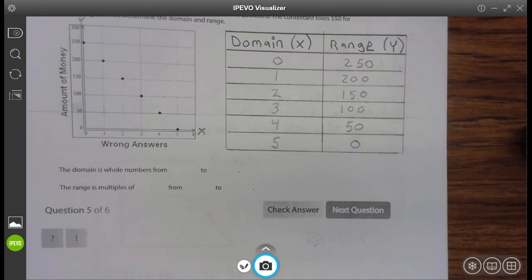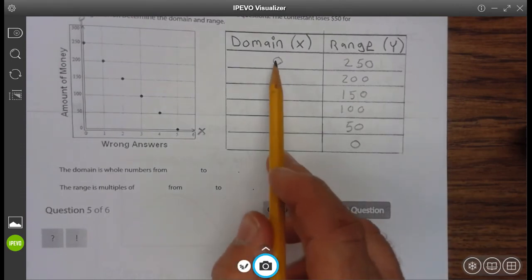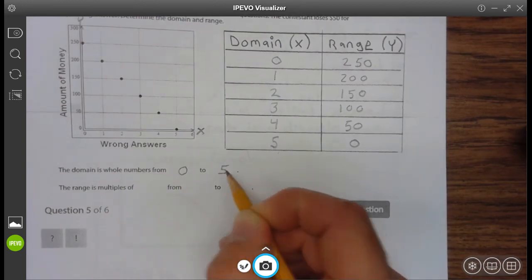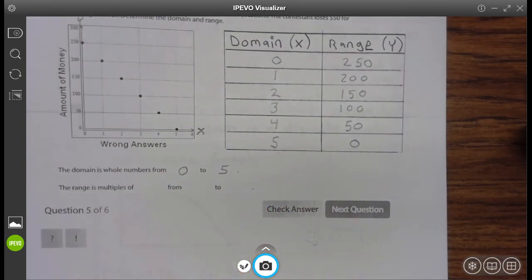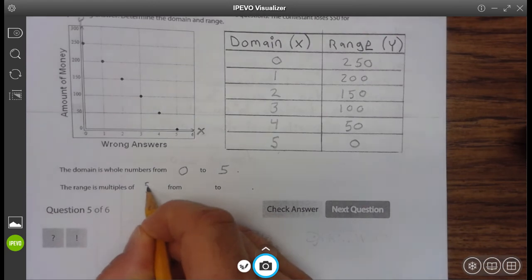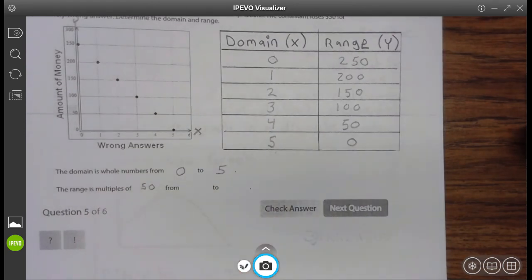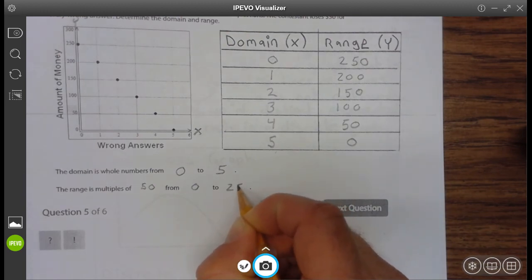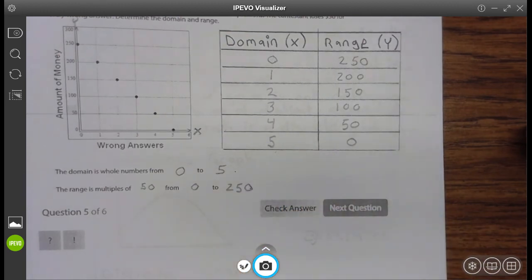All right. Now, the domain is all whole numbers from 0 to 5. You always list the numbers from smallest to greatest. Now, the range is multiples of 50, and that's from 0 to 250. All right, go ahead and finish up example 5.